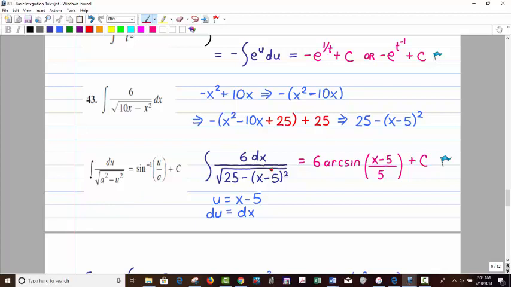And then like this, and it fits perfectly into arcsine at that point. So a would be 5, and u would be x minus 5. So the 6 was this constant there, 6. Arcsine of u, which is x minus 5, divided by a, which is 5, plus c.